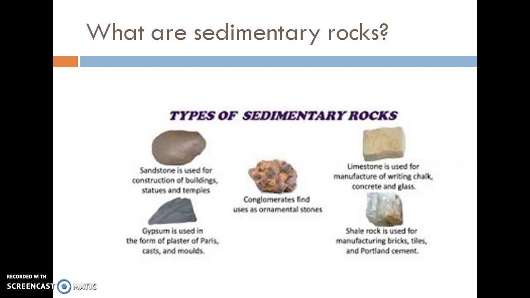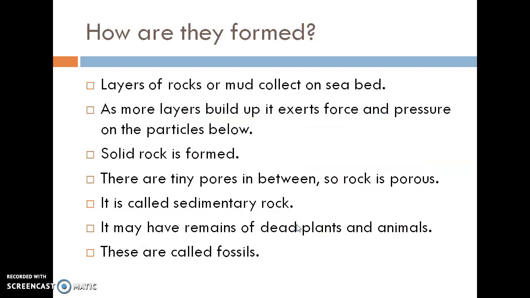Then the next is limestone. Okay, limestone, where do we use it? We use it for manufacturing the writing chalk. Okay, you must have seen when you were small, you had a black board and a white chalk. That is what is limestone, and it is also used in concrete or in glass. The last example is shale rock. What is a shale rock? Shale rock is used for manufacturing the bricks, tiles, and the Portland cement.